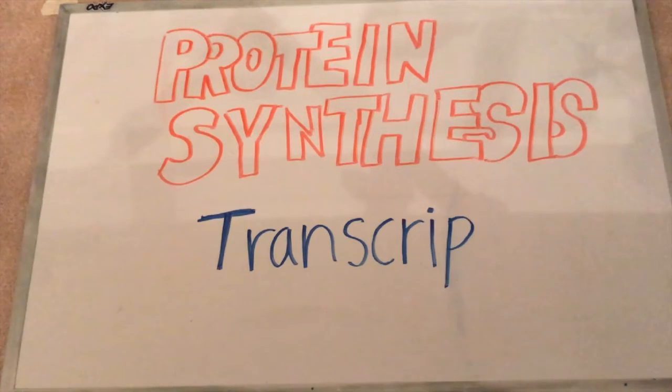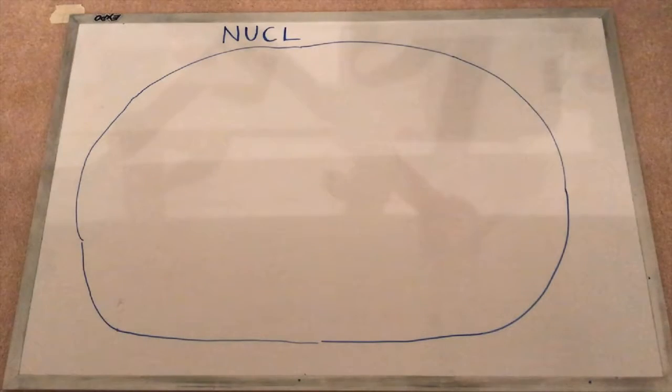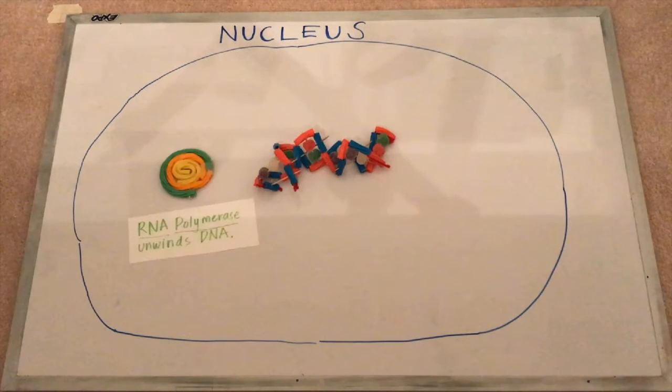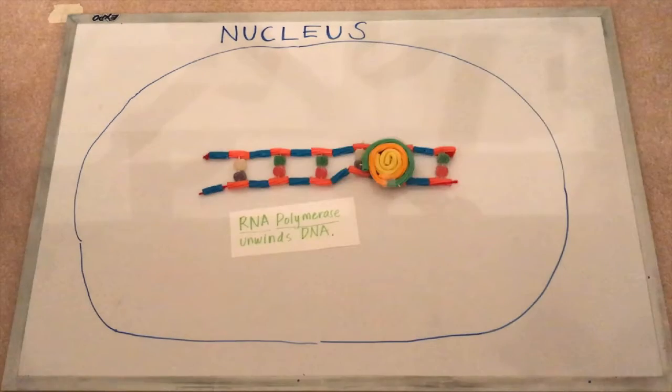Synthesis is transcription. During transcription, mRNA is created. Transcription must occur in the nucleus, where the DNA in the cell is located. First, the DNA must be unzipped and unwound with the help of RNA polymerase.